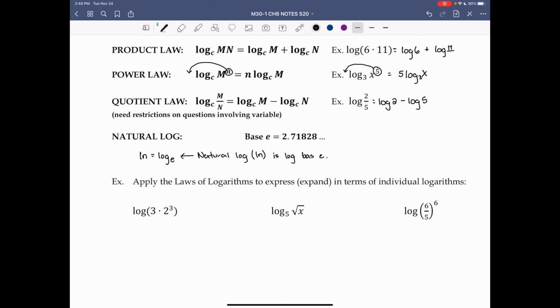So we can write this as the sum of log 3 plus log 2 to the power of 3. We've got an argument with an exponent on the second log. We can move that exponent down in front of the log, and we get log 3 plus 3 log 2.